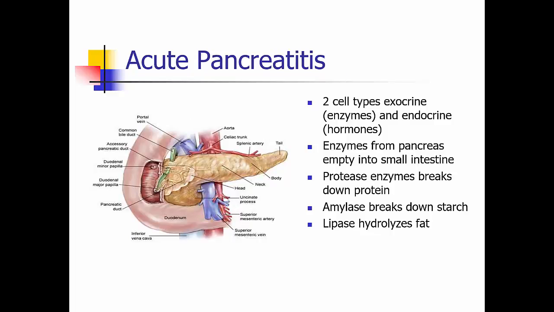Now, if you remember, the pancreas is a slender organ about 6 inches long and 1.5 inches wide. It has 3 segments: the head, the body, and the tail. The head lies in the convexity of the duodenum, and the tail actually touches the spleen. It has 2 separate types of cells that have entirely different functions.